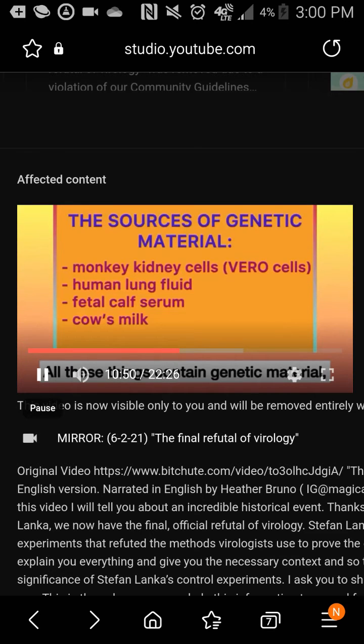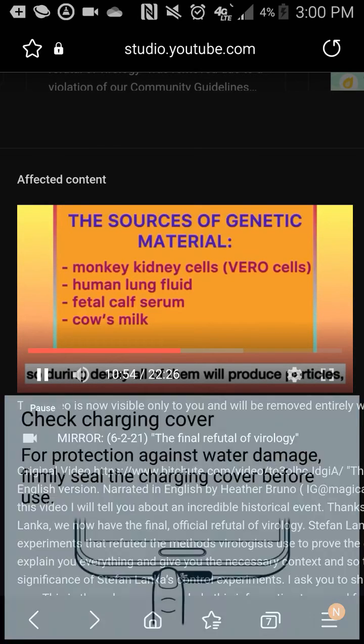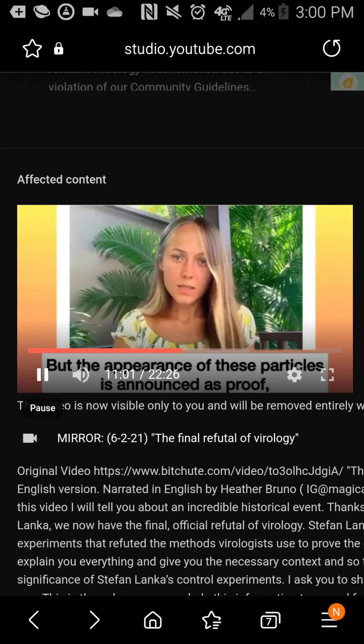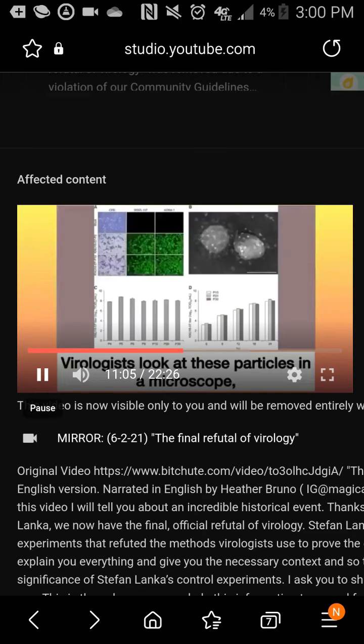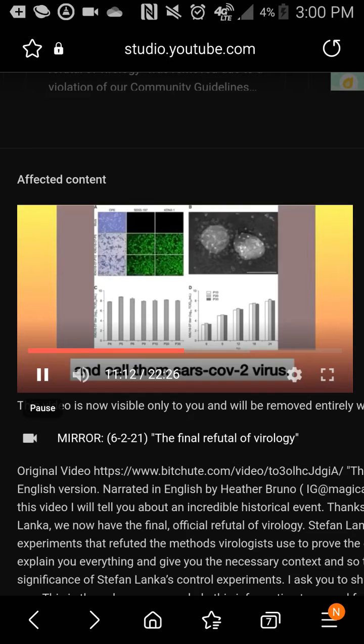All these things contain genetic material, so during decay all of them will produce particles, extracellular vesicles with nucleic acids inside. But the appearance of these particles is announced as proof that the virus has multiplied. Virologists look at these particles in a microscope, choose the ones that they think have better appearance, take a photo, and call them SARS-CoV-2 virus.